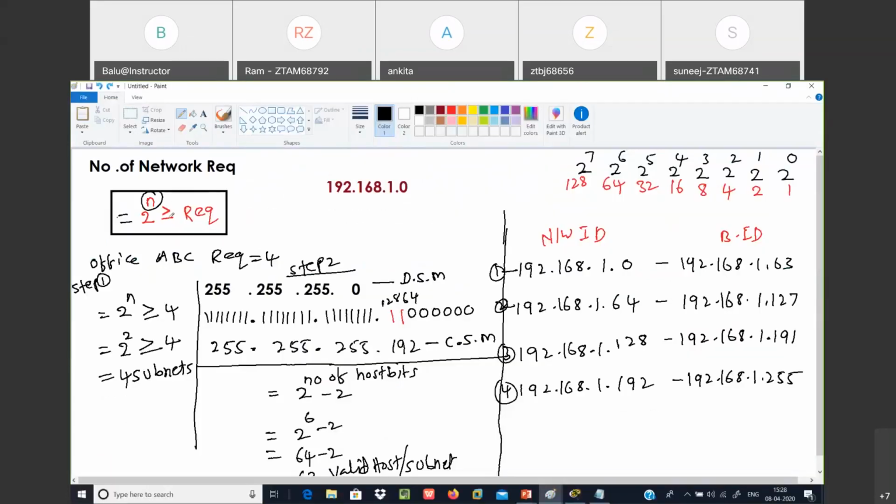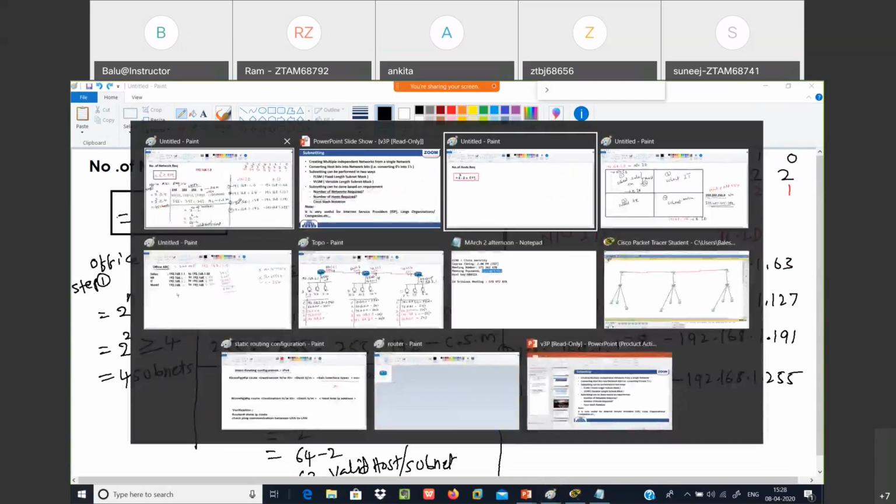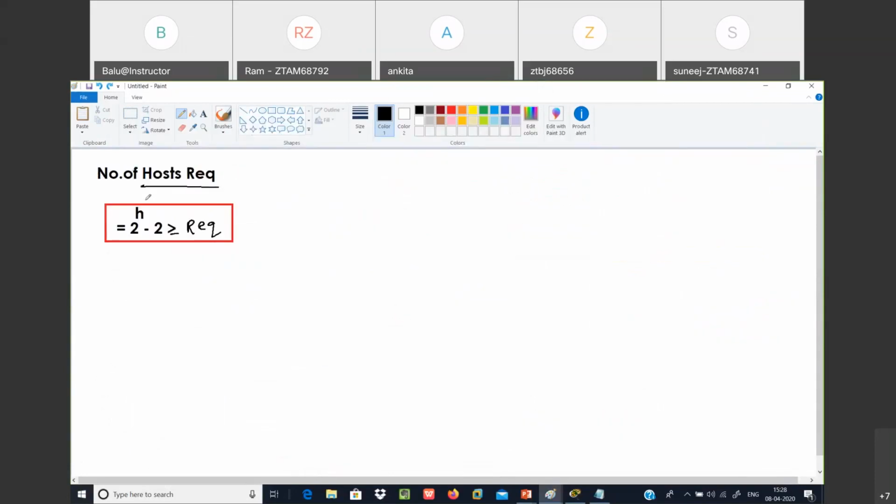In the number of hosts and number of networks calculation, what was the first step we calculated? Subnets. Why first subnets? Because the requirement was the number of networks. But now the requirement is the number of hosts, so the first step is also to go for the number of hosts.